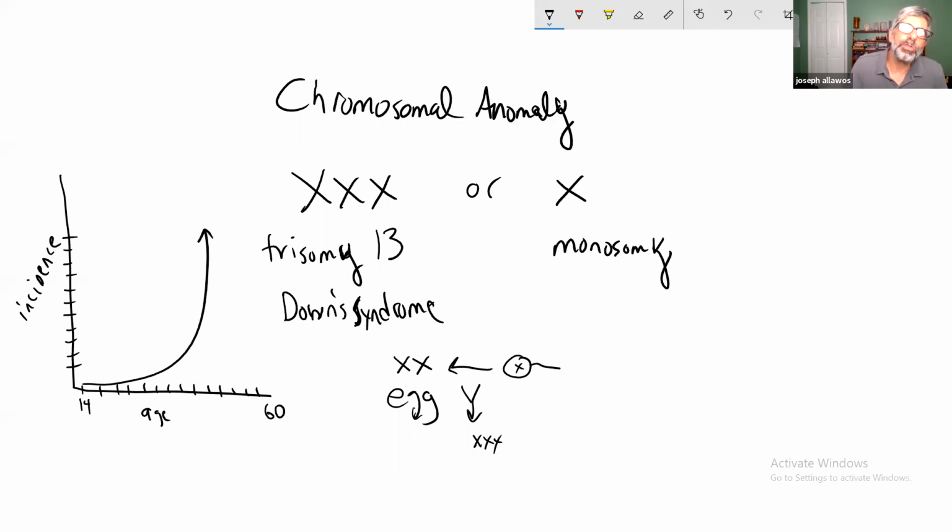So exponentially more likely for, say, a 45-year-old woman to have a Down syndrome child than a 14-year-old. Chances of a 14-year-old having a Down syndrome child, 1 in a million. Chances of a 45-year-old is closer to 1 in 100.